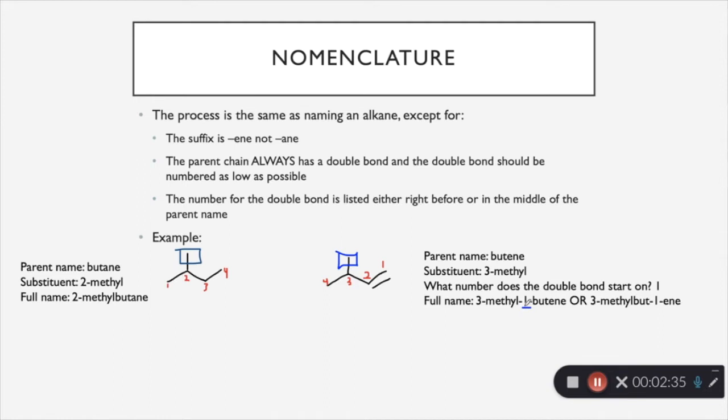There's another way you can do this though, and this is actually the way I prefer because it reminds me that I need to put that 1 there. So you can also name it 3-methyl-but-1-ene. And that really shows you that the 1 is where that double bond starts because it's in the middle of the root name. But either way is perfectly fine.